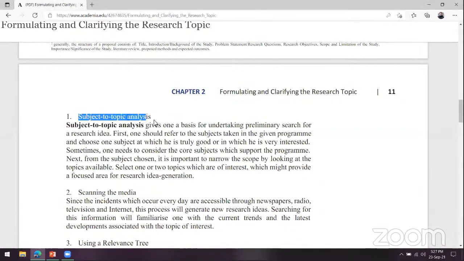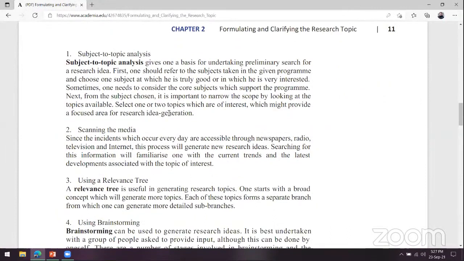First, subject to topic analysis. First thing first, along the process that you come for your master's and your PhD, you have already learned a lot during your undergraduate. And even undergraduate students out there, if you are coming to the stage that you're doing your research, I assume that you also learned a lot with the subjects that you have participated in, correct?